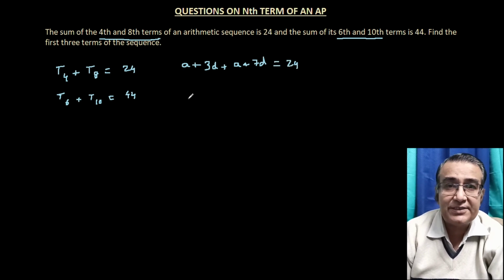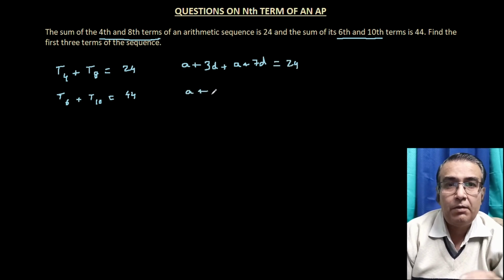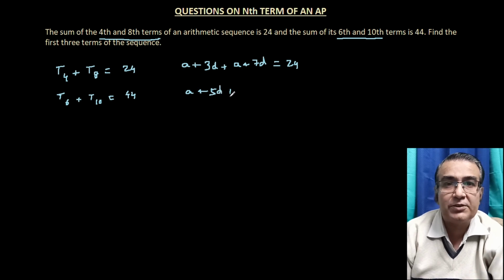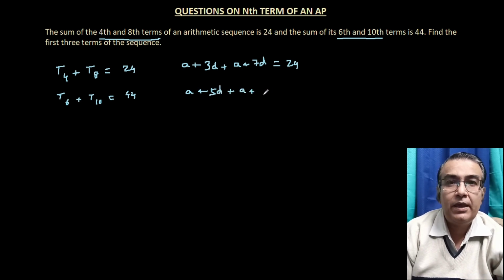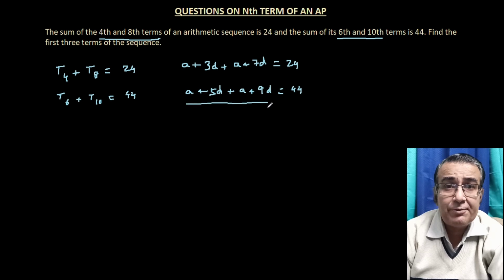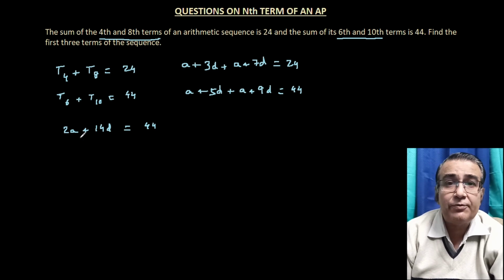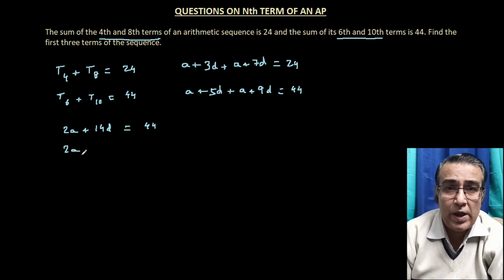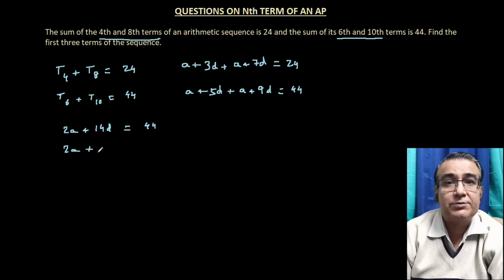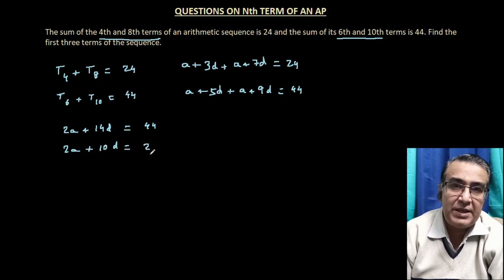The same way, looking at the second equation, we can say that A plus 5D, which is the 6th term of the sequence, plus A plus 9D, which is the 10th term of the sequence, the sum of those two should be equal to 44. Now let's take the second equation here and simplify it further. So we have got 2A's, so that becomes 2A plus 14D. So 2A plus 14D should give us 44, and when we simplify the first equation, again we get 2A plus 3D plus 7D gives us 10D, which should be equal to 24.